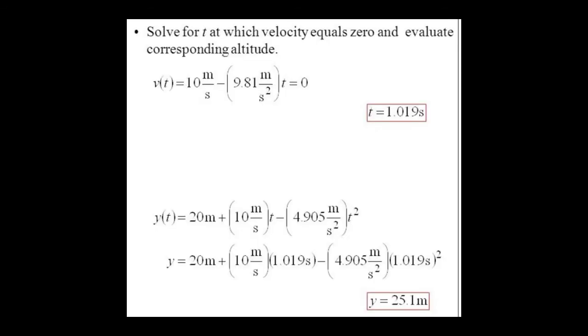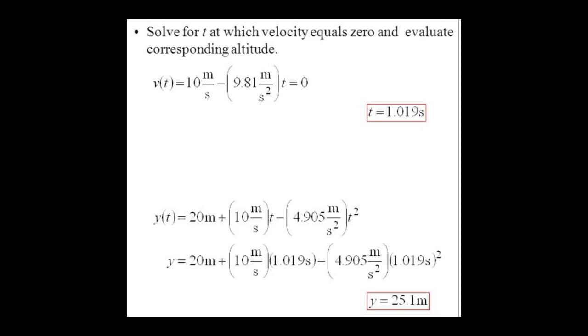And then from the same problem, we have to determine the highest elevation reached by the ball and corresponding time. From here, we have to solve for the value of t at which velocity equals 0 and evaluate the corresponding altitude. We have vt is equal to 10 meter per second minus 9.81 meter per second squared times time is equal to 0. We can get the value of t, which is 1.019 seconds.